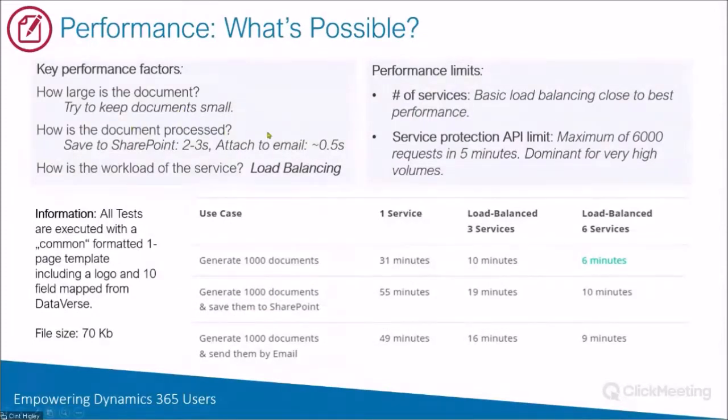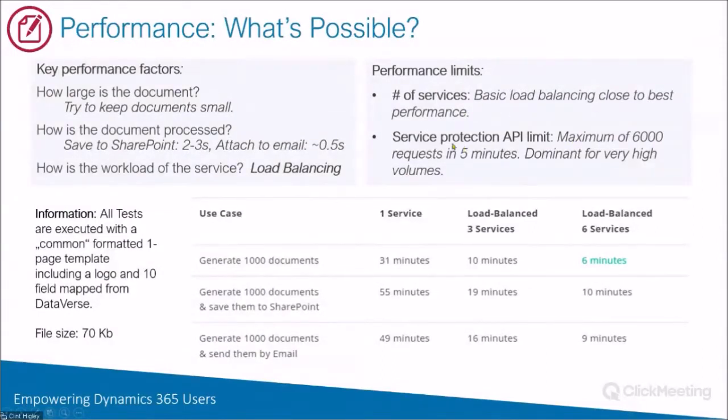The last piece is how is the documents processed. Things of note, there are limitations here, right? So saving to SharePoint takes about 2 to 3 seconds that you have to add on. Attaching it to an email takes about half a second or so. All that kind of adds up over time as you add post-processing steps to things. And how is the workload of the service, right? Do I want to use load balancing or not, right? Some of the performance limitations are basically your number of services. The basic load balancing set, which is 3 load balancing services, is close to the best performance, right?